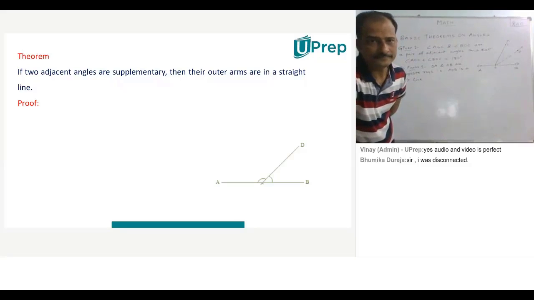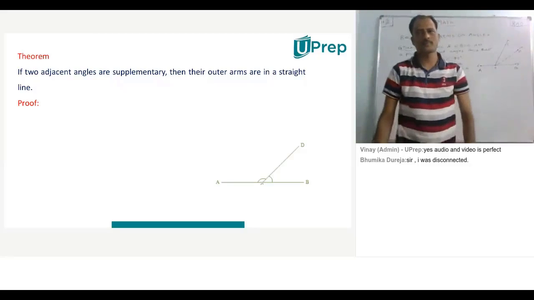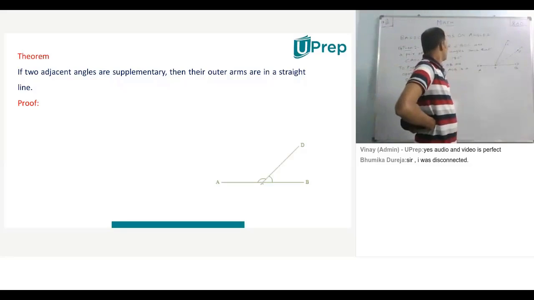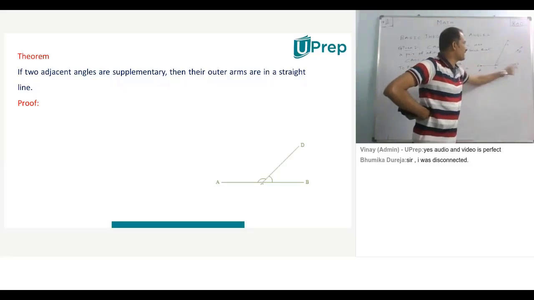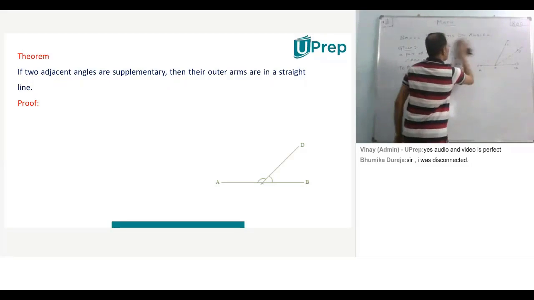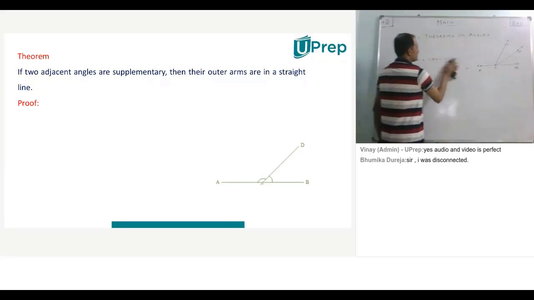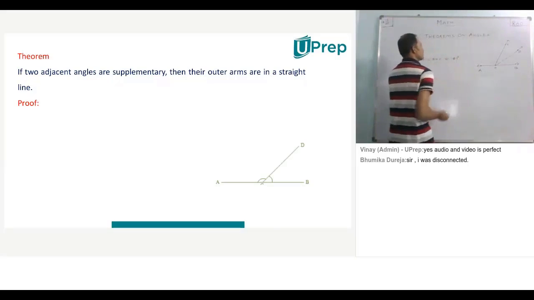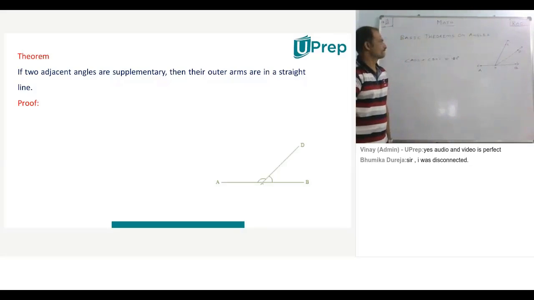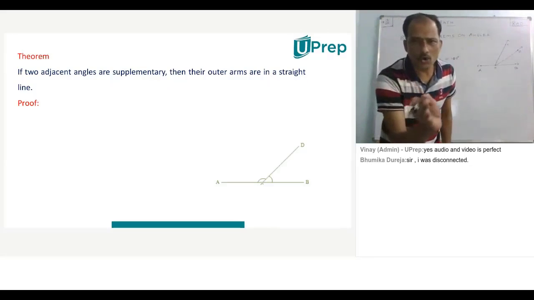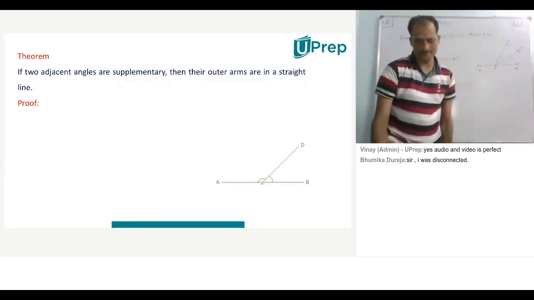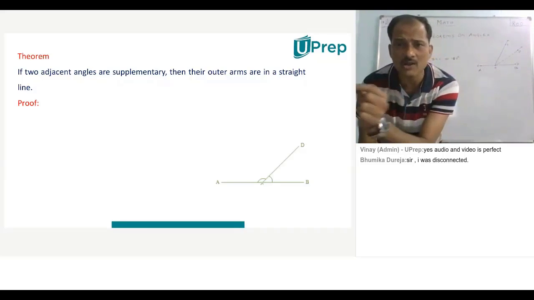Done? Yes, sir. Okay, write down. Proof: Angle AOC plus angle BOC is equal to 180 degrees, and AOB are non-collinear. In the bracket, write down contrary to the conclusion.